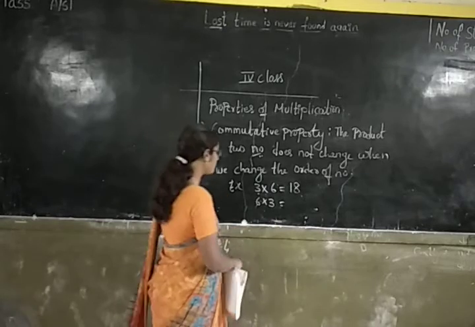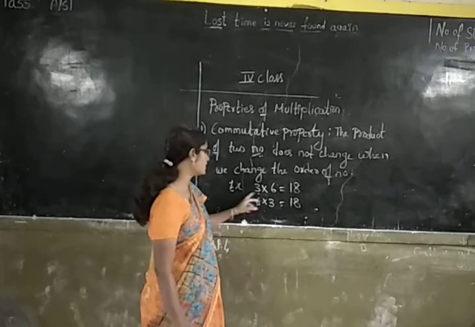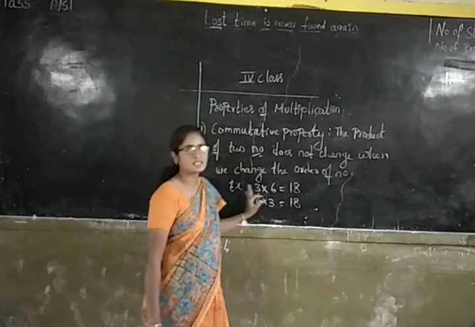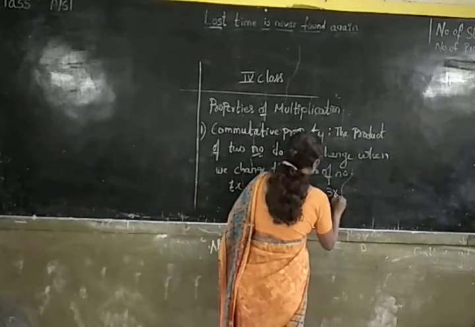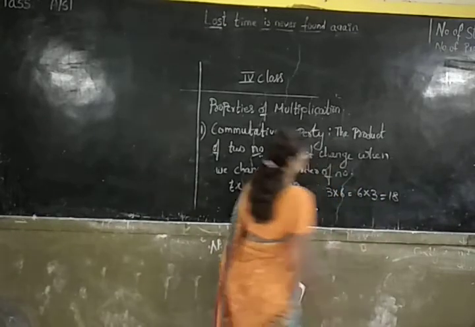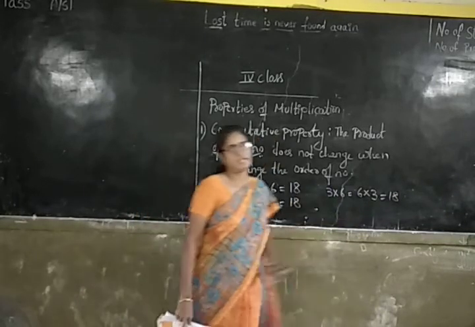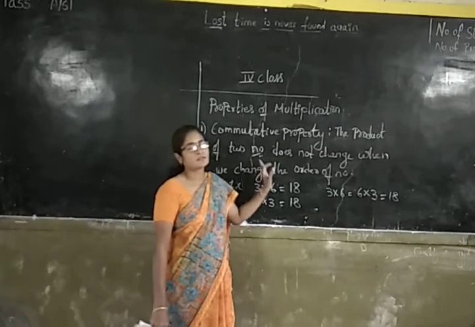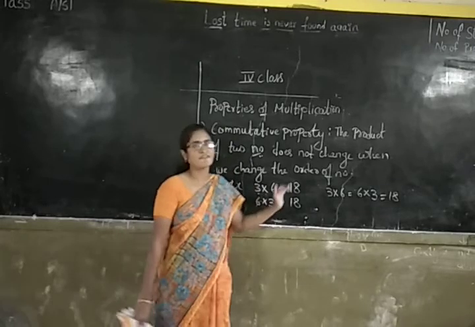So 6 3s are how much? 6 3s are 18. Which means that the change in the order of numbers does not change the product. So 3 into 6 is equal to 6 into 3, and that is equal to 18. Did you understand the first property? The product of two or more numbers does not change by changing the order of numbers.